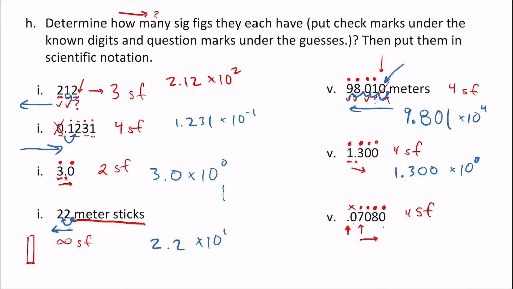All right, last one. The decimal point is clearly right here, and we're going to move it over 1, 2 times. We're moving it to the right. That means it's negative. So it's going to be times 10 to the negative 2. And then we're going to write 7.080 because the last 0 is significant. This first 0 is not significant.